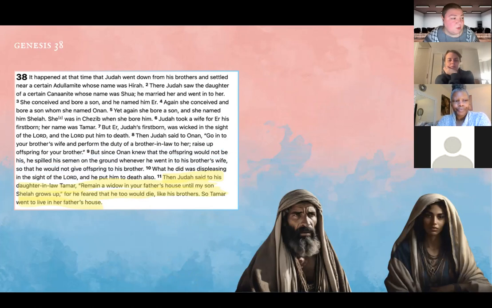Then Judah said to his daughter-in-law Tamar, "Remain a widow in your father's house until my son Shelah grows up," for he feared that he too would die like his brothers. So Tamar went to live in her father's house.